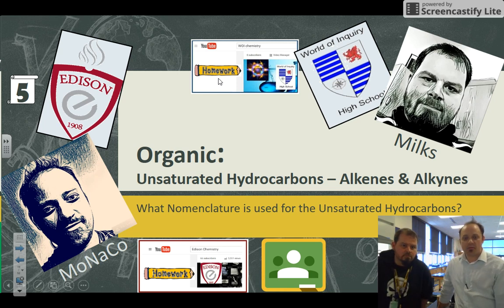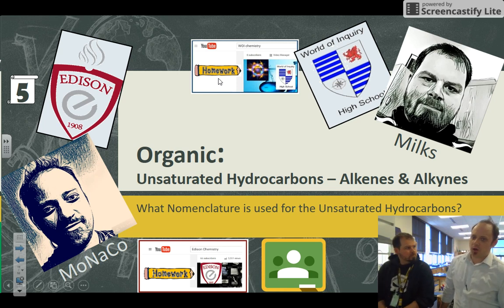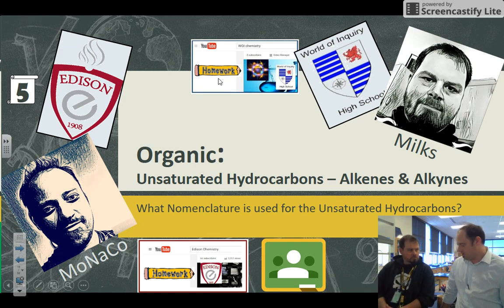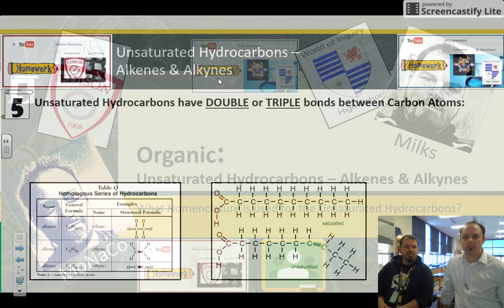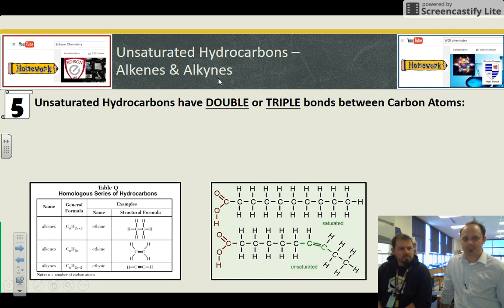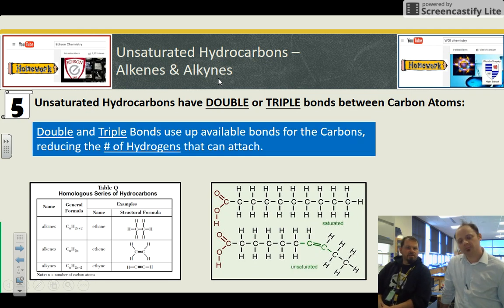Hello. Lecture number 5, nomenclature of alkenes and alkynes, the unsaturated hydrocarbons. Double bonds and triple bonds today. Basically, a double or a triple bond uses up bonds from carbon to carbon, reducing the number of hydrogens that can attach to this hydrocarbon. And now it is unsaturated.